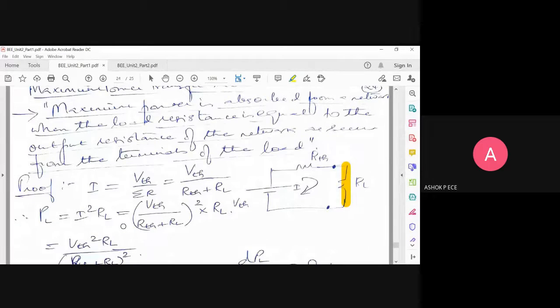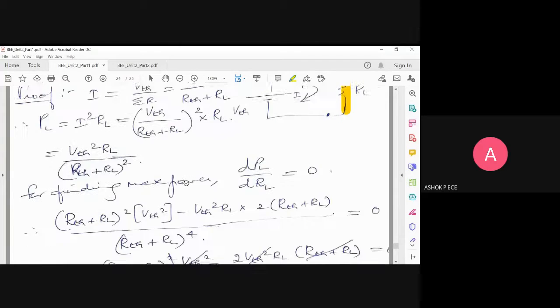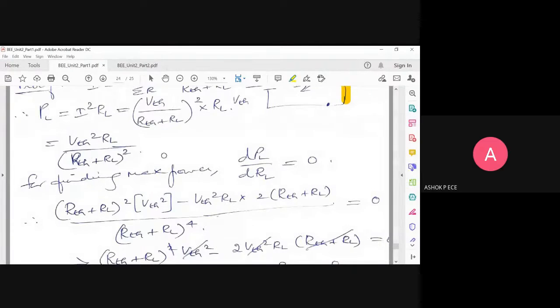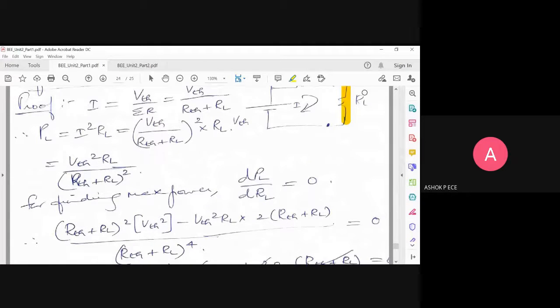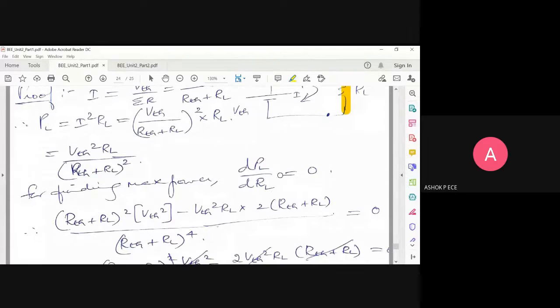So you have to find the value of maximum power. How will you find the maximum value of any function in max? Differentiate and equal to 0. Yes, same thing I am doing. See here, for finding max, I am differentiating PL with respect to RL because my RL is variable. I'm going to find what value of RL is going to make my power maximum. So dPL by dRL equal to 0.